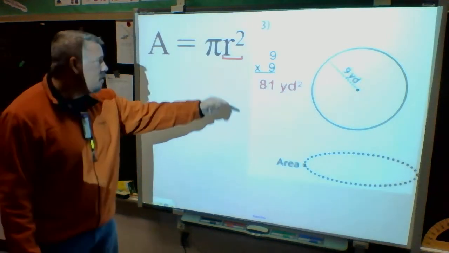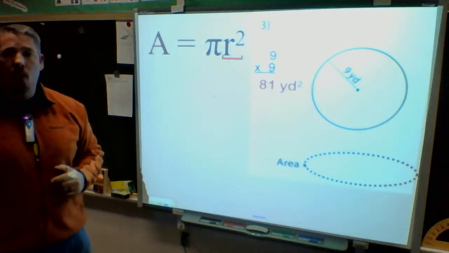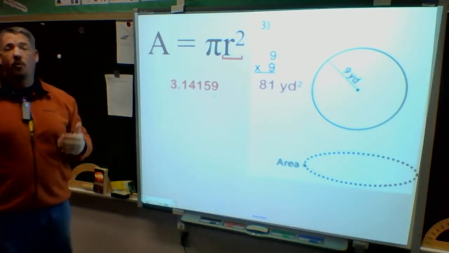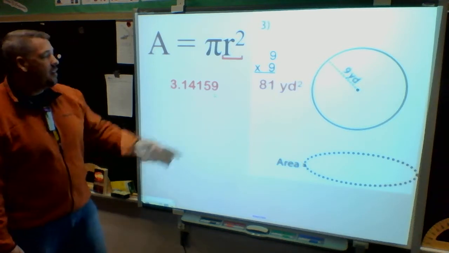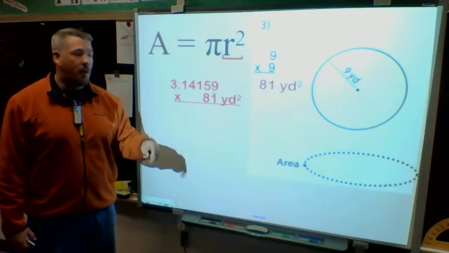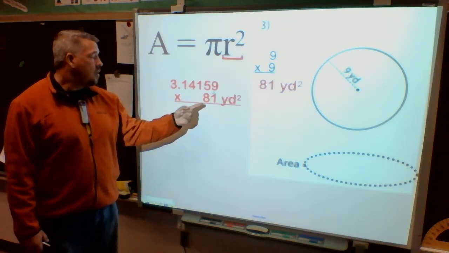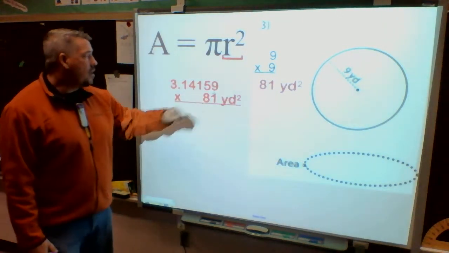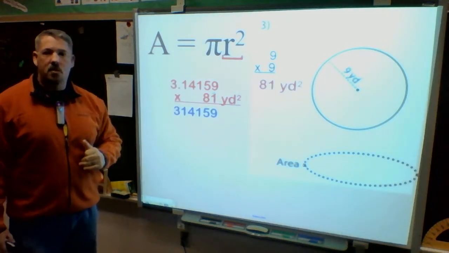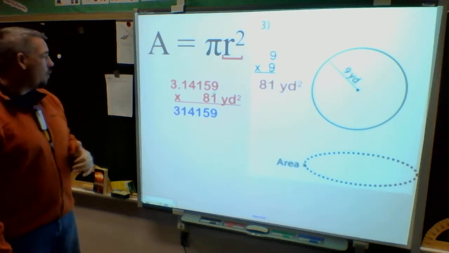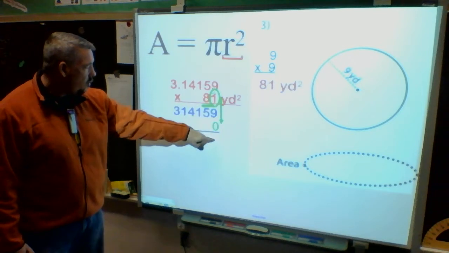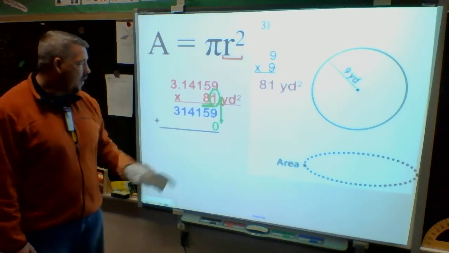I plug that into my equation where I'm multiplying by pi. So I write out my math problem: 3.14159 times the 81. So on this one I should only have to show 2 different layers of multiplication answers since there's only 2 digits in my squared radius. I multiply by the 1, keeps the numbers in the order, 314,159. Then my second number tells me to bring down 1 zero to hold my place value, and then I multiply by my 8s.